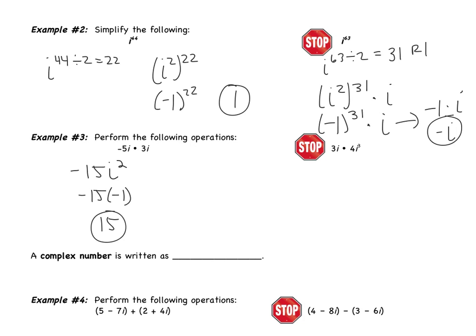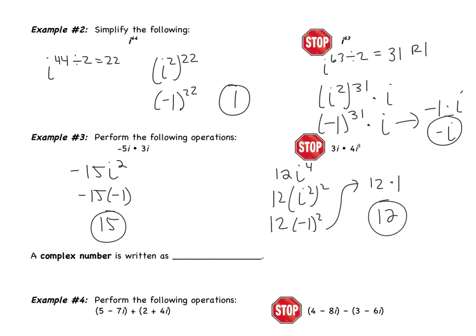Okay, let's see how we did. Now 3 times 4 is going to give me 12. i and i to the 3rd is i to the 4th. Now if I divide 4 by 2, I get 2. So I have i squared squared. i squared is -1. So I have -1 squared times 12. -1 squared is +1, and I'm multiplying by 12. 12 times +1 is +12.